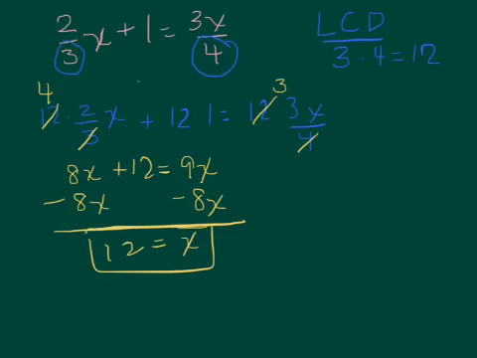Now this wasn't really a rational equation because I had no variables in the denominator, but it's a pretty good illustration of what happens when you multiply each piece of your equation by that lowest common denominator. Now we're going to look at something just a little bit more complicated.